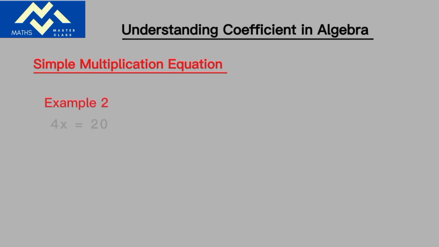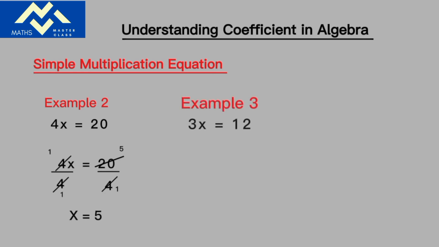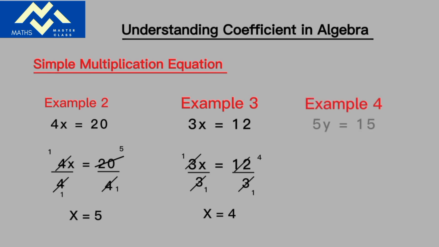More examples. Example 2. 4x equals 20. Divide both sides by 4. X equals 5. Example 3. 3x equals 12. Divide both sides by 3. X equals 4. Example 4. 5y equals 15. What times 5 gives 15? Y equals 3.